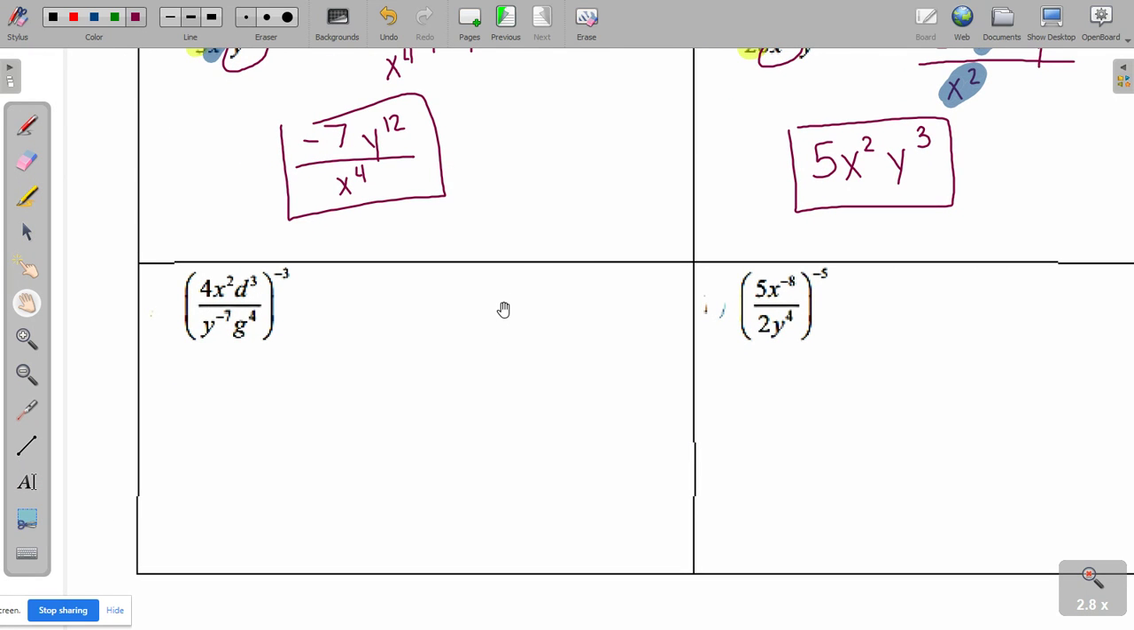Okay, this next one. Let's go on and multiply everything, or I'm sorry, distribute everything by negative 3. So we get 4 to the negative 3rd. X squared gets raised to the negative 3rd. So 2 times negative 3 is negative 6. D to the 3rd raised to a negative 3rd. 3 times negative 3 is negative 9.